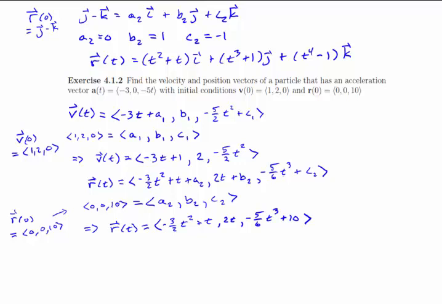And plugging in our initial condition that R of 0 equals 0, 0, 10, we get 0, 0, 10 equals A2, B2, C2 by plugging in 0 for t's in the previous line. Thus A2 is 0, B2 is 0, and C2 is 10. And we can plug those back into our generalized position vector function and get R of t equals -3/2 t squared plus t, comma 2t, comma -5/6 t cubed plus 10. And that is our solution.